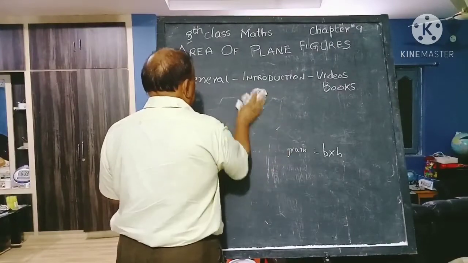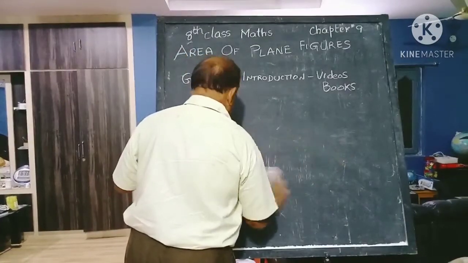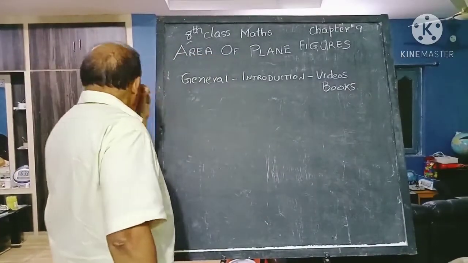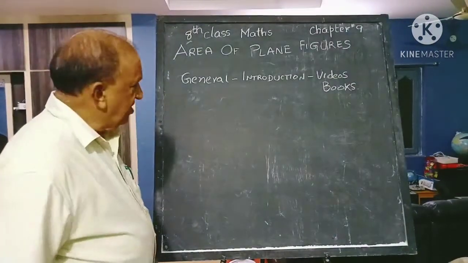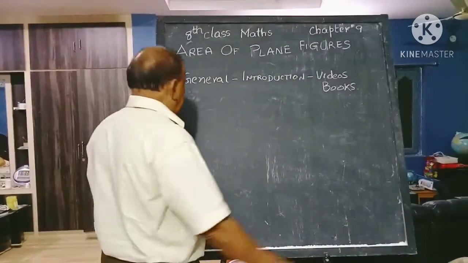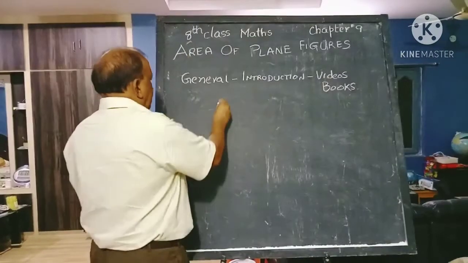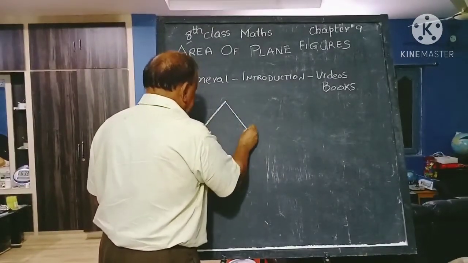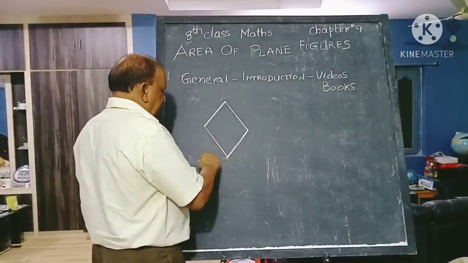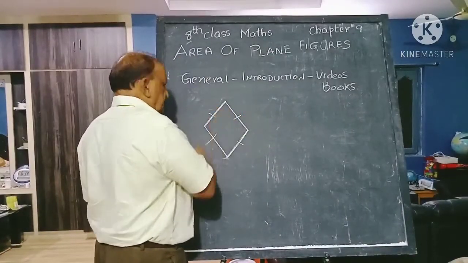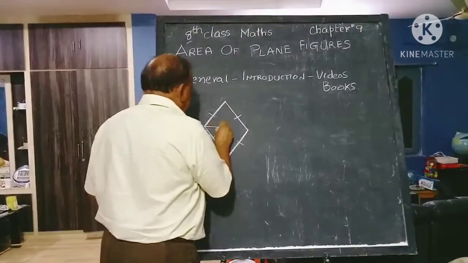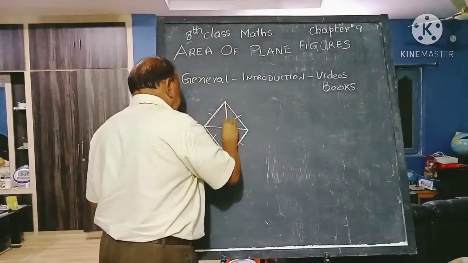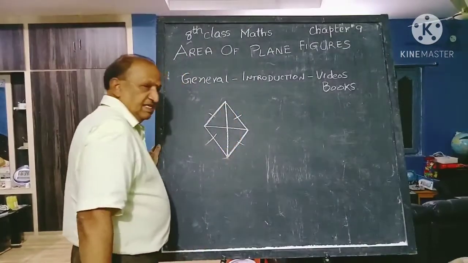And then suppose you have a trapezium. Before I talk about the trapezium, I will talk about a rhombus. This is a rhombus. A rhombus is a plane figure where all the sides are equal and the diagonals intersect or meet at right angles.